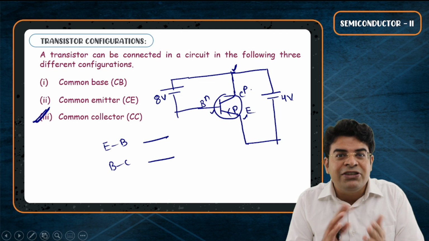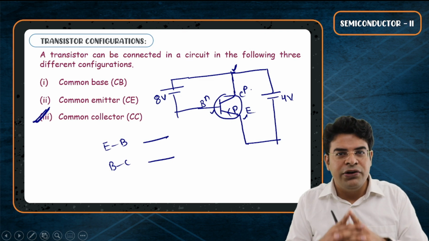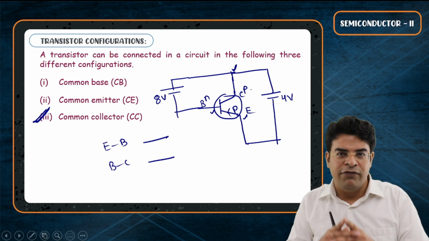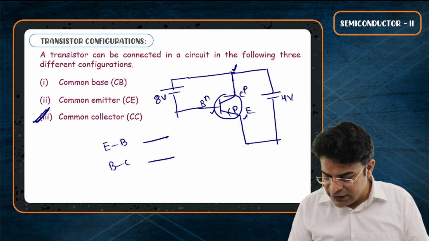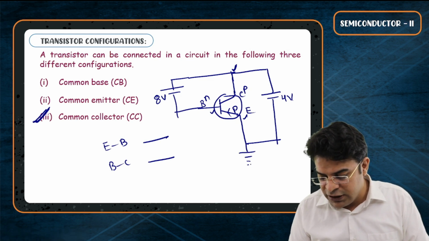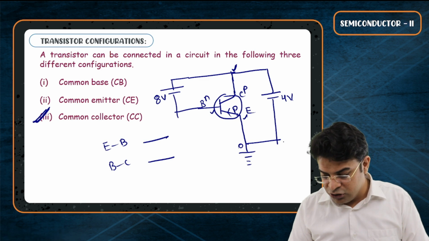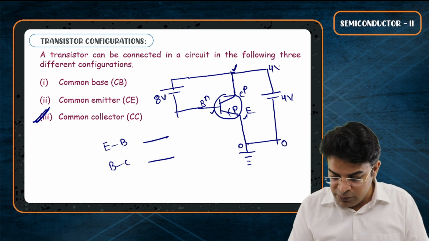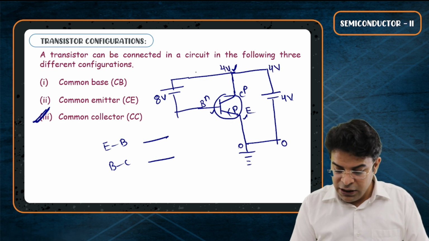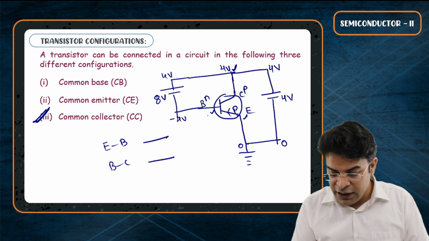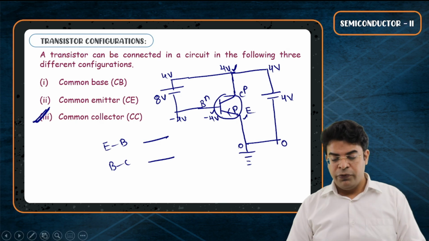Now sir, which junction is which biased? For that, you need to write the potential of different points. Now kids, let's assume that at this point the potential is 0. So here also the potential will be 0. Here the potential will be 4 volt. Here 4 volt. Here 4 volt. Here the potential will be 4 minus 8, that is minus 4 volt. And here the potential will be minus 4 volt.